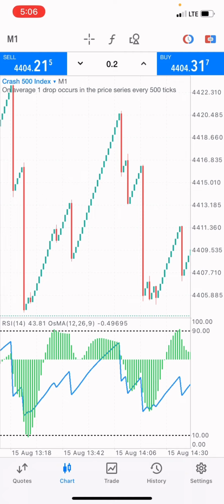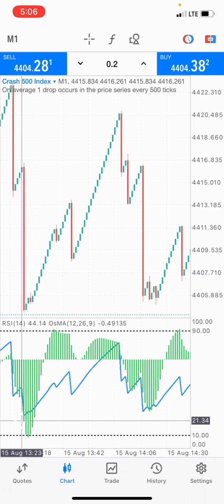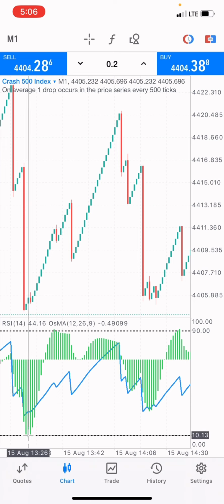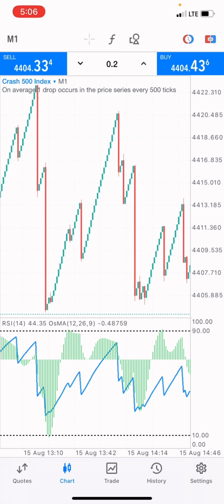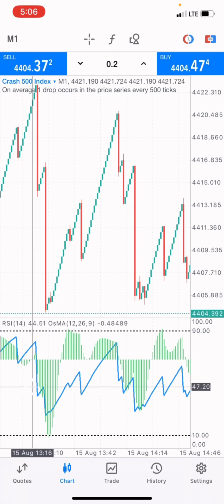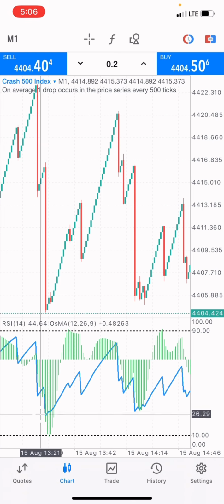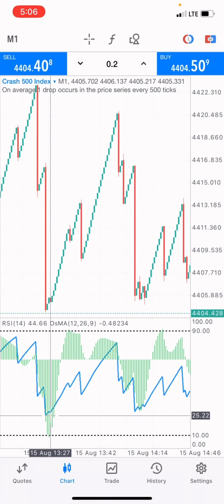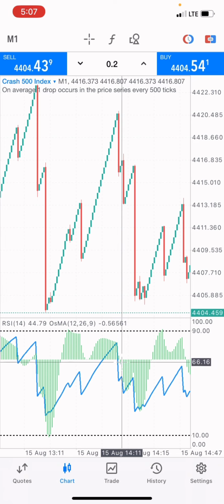Then right here on the crash 500 index, it's the same procedure. For you to catch the spike, very easy. You wait at this point, when it's about to reach this level. Let's zoom out. You can see right here there was a spike during a downtrend. There's always a spike during a downtrend. There was a spike right here on a downtrend. Right here again, you can see there's always a spike at the downtrend.